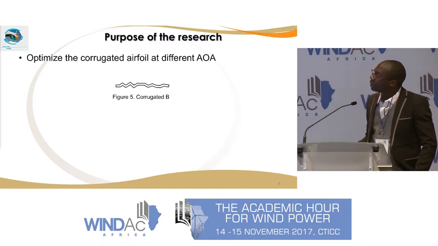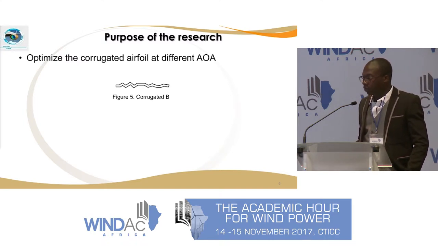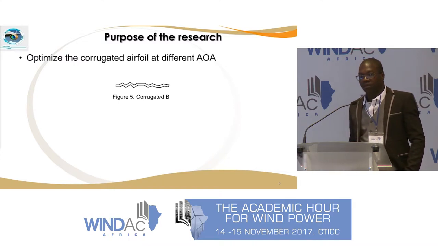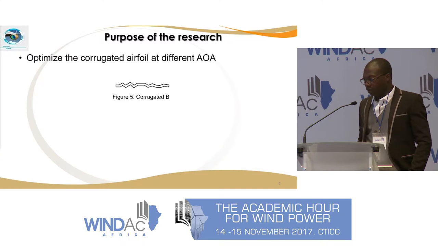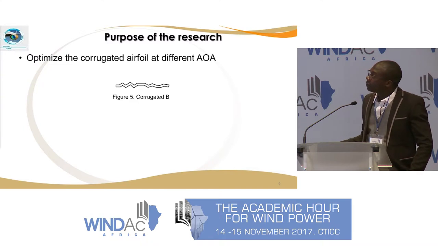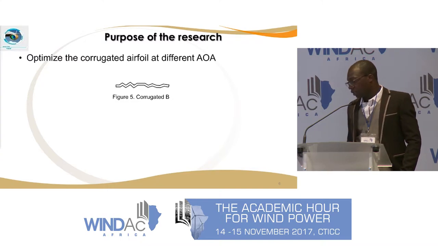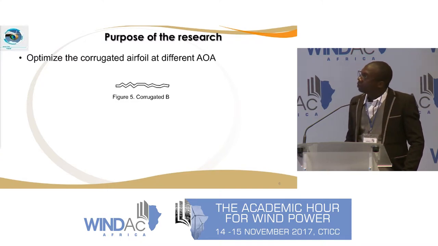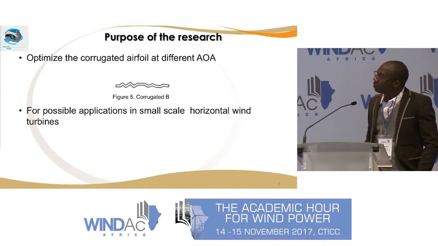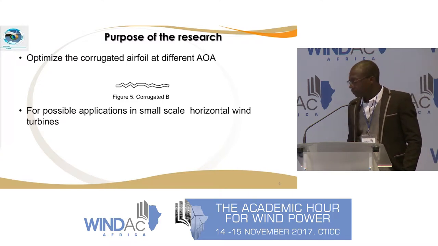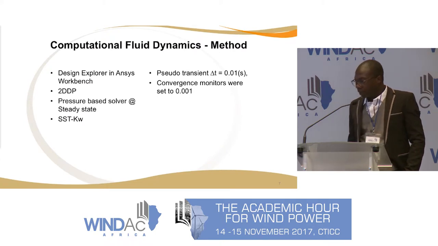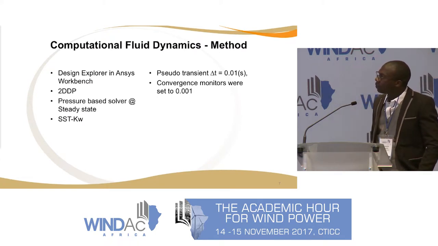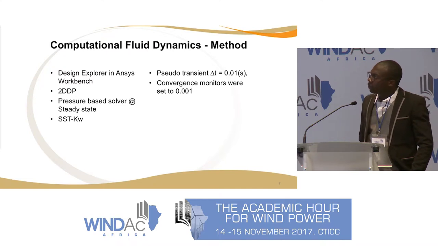The purpose of this research was to optimize a corrugated airfoil wing at different angles of attack, which were 5, 10, 15, and 20 degrees. This was done to enhance the performance of small-scale wind turbines, and the corrugated coordinates were taken from previous research. The study was conducted using a CFD model. We used ANSYS Workbench Design Explorer, two-dimensional.